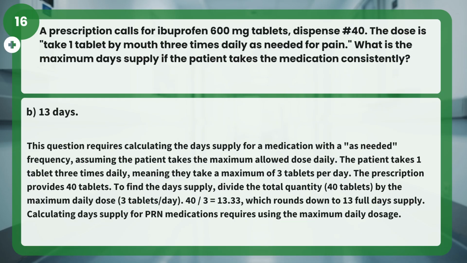Answer, B. 13 days. This question requires calculating the day's supply for a medication with an as-needed frequency, assuming the patient takes the maximum allowed dose daily. The patient takes 1 tablet 3 times daily, meaning they take a maximum of 3 tablets per day. The prescription provides 40 tablets. To find the day's supply, divide the total quantity, 40 tablets, by the maximum daily dose, 3 tablets/day. 40 divided by 3 is equal to 13.33, which rounds down to 13 full days' supply. Calculating days' supply for PRN medications requires using the maximum daily dosage.